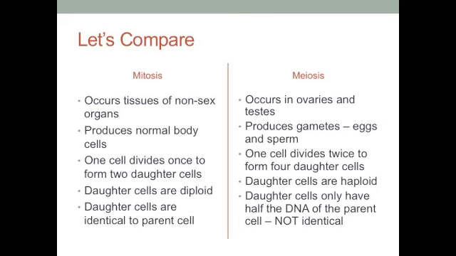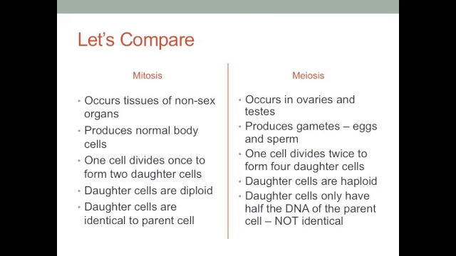So let's compare. Mitosis occurs in tissues of non-sex organs, whereas meiosis occurs in the ovaries and testes to make the sex cells. Mitosis produces normal body cells, whereas meiosis produces eggs and sperm. In mitosis, there's one cell that divides once to form 2 identical daughter cells, whereas under meiosis, one cell divides twice and forms 4 daughter cells, which are different.